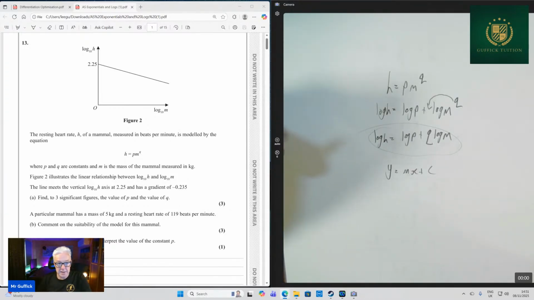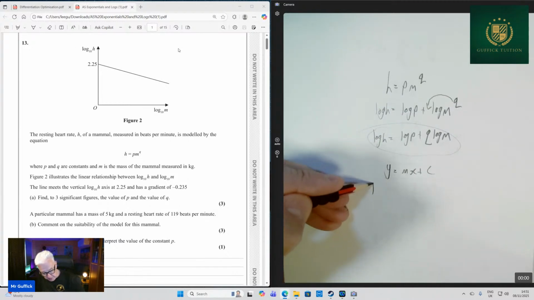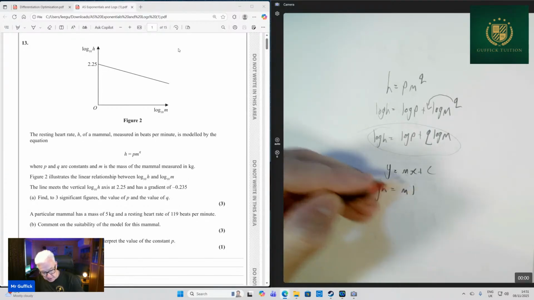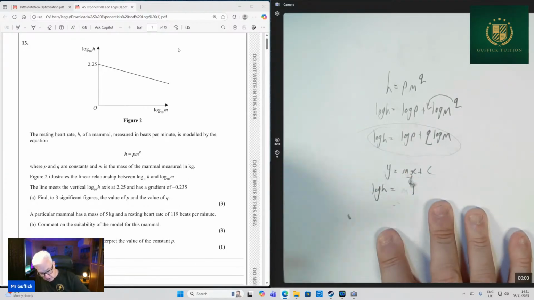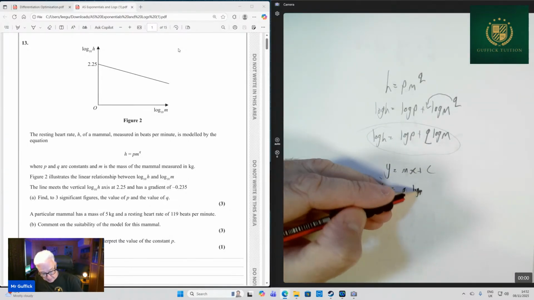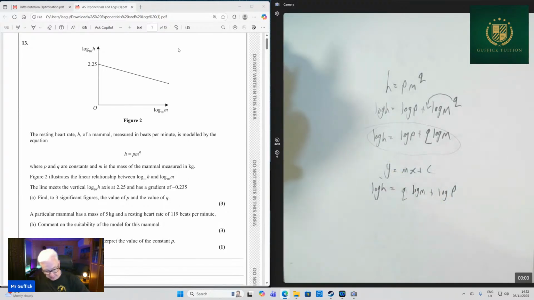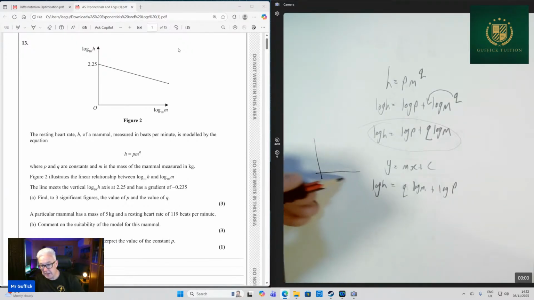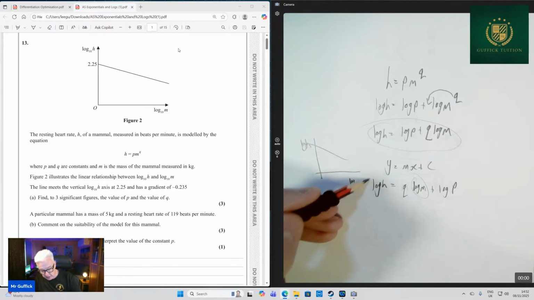Now, if we look at the x-axis is log to the base 10 of M, and the y-axis is log to the base 10 of H. So it makes sense that I'm going to say log H is equal to Q times by log to the base 10 of M plus log to the base 10 of P. So all I've done is taken this equation and rewrite it in the way that makes sense so it matches the pattern of the question, okay? And we've got here that we've got log M is our x-axis and we've got log H is our y-axis. So that makes sense because that's like our x and that's like our y.